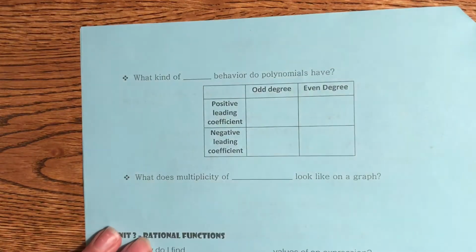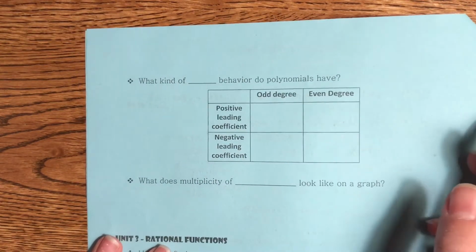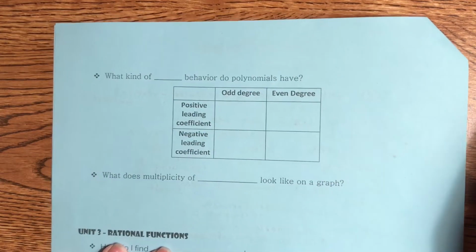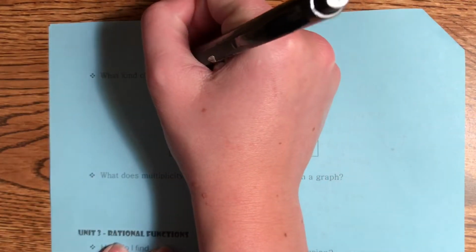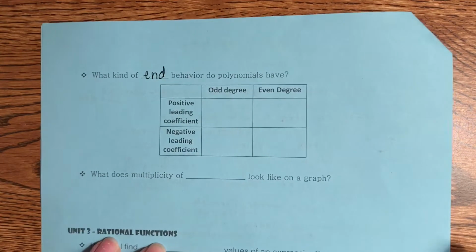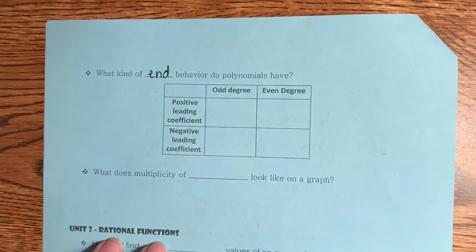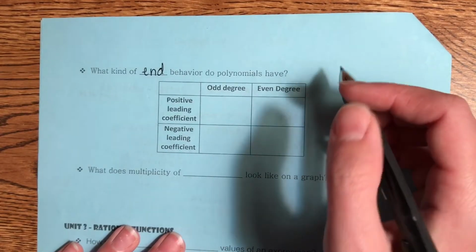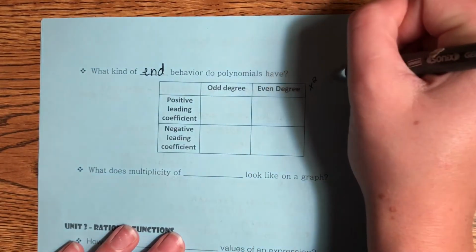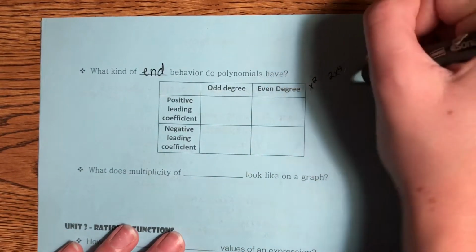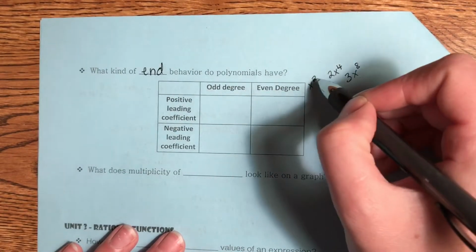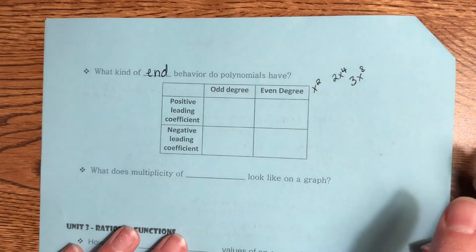Wrapping up polynomials right now. The next ones are talking about what the graphs look like. So these would be where you're trying to match the graphs. So what kind of end behavior do polynomials have? So what happens on the left and the right sides? Well, in our table, let's look at even degree. So that would be like x squared, or maybe 2x to the 4th, or 3x to the 8th. Anything that has an even degree as the highest one.